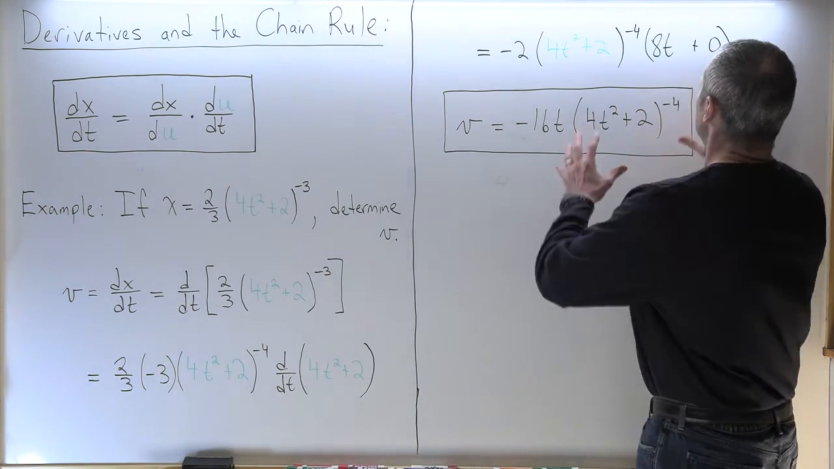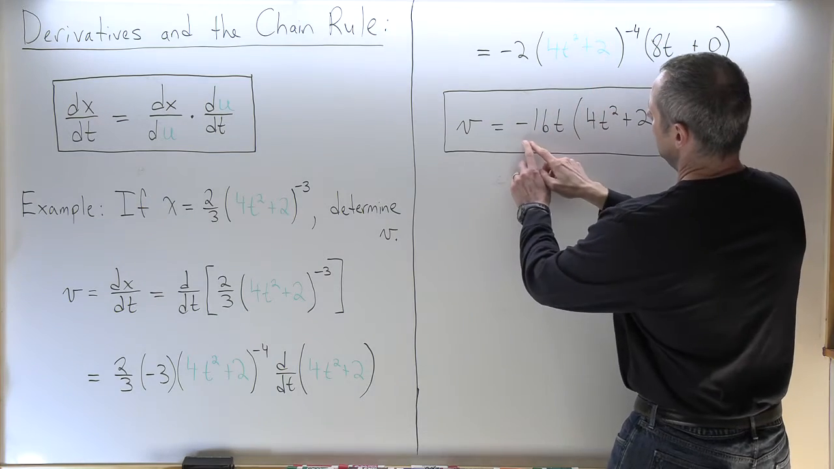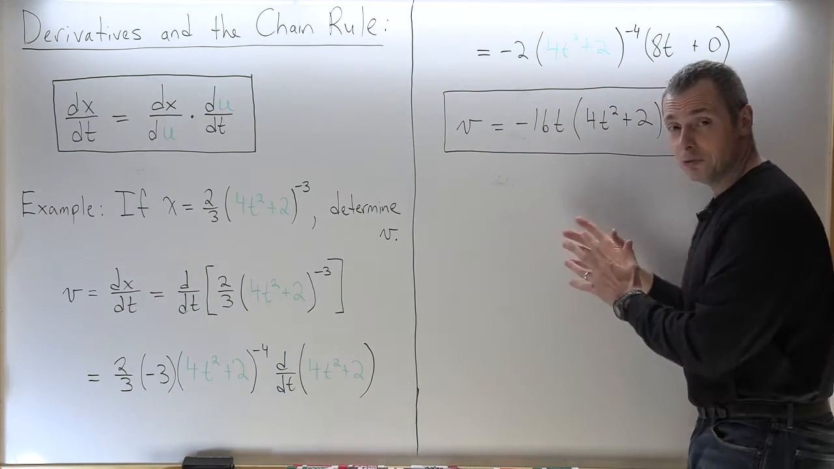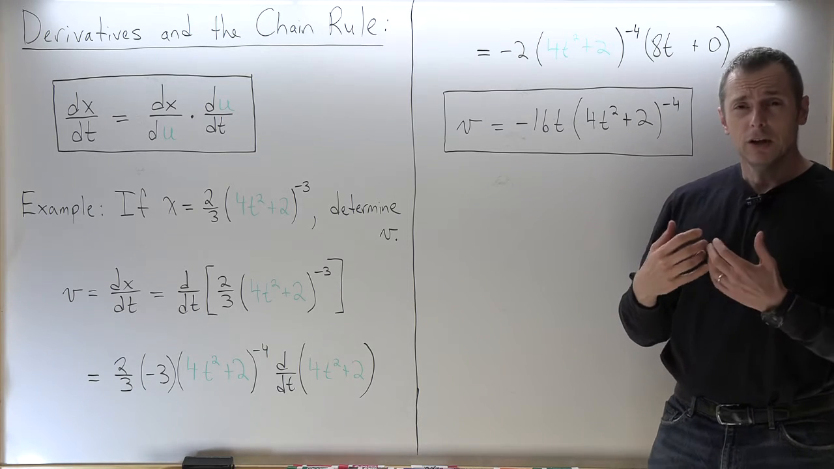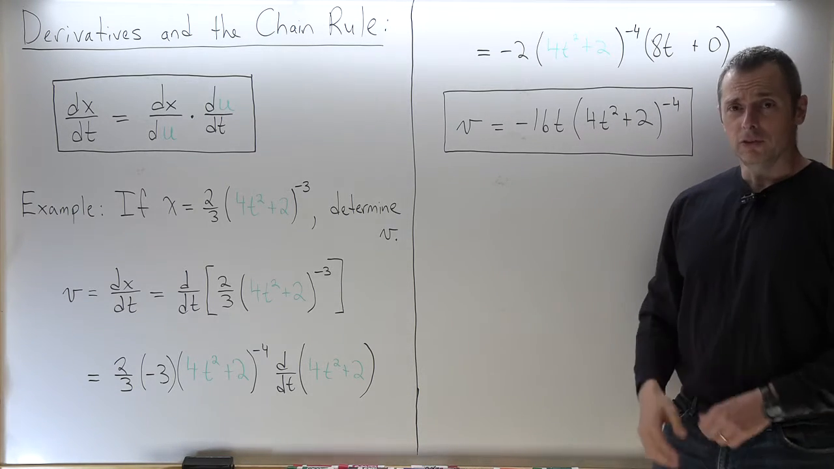And then finally, I'm just going to touch this up by bringing the a t to the front, negative 16t, and there's my function. So there's my derivative, there's my velocity. If you haven't already copied this down, let's take a moment, pause, and copy these notes into your notebook.